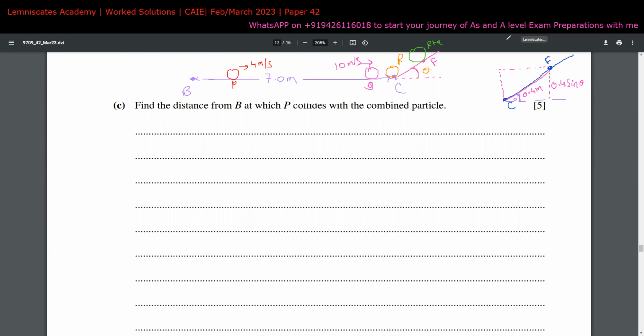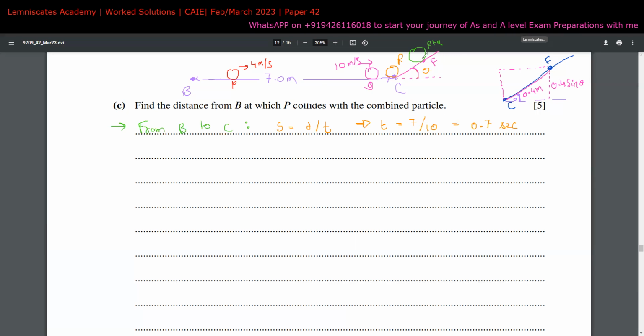So let's first go ahead, as I mentioned, and find out the time taken, first of all, for Q to travel from B to C. For that, we know there is no acceleration because it's moving with constant speed. So we can use the formula that speed is equal to distance over time. The distance that Q has traveled is 7 meters, and the speed is 10 meters per second. That's nothing but 0.7 seconds. So it took particle Q 0.7 seconds to travel from B to C.